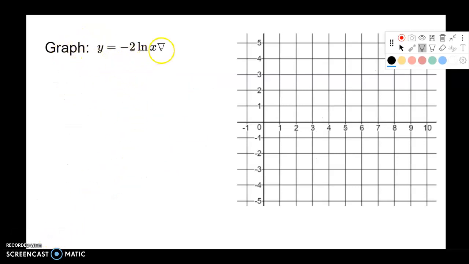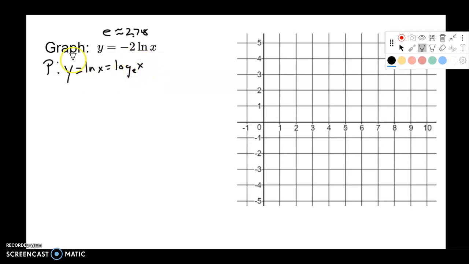We're going to try to graph y equals -2 ln x. All right, so let's start again. Same thing. We're going to talk about the parent graph. The parent graph is y equals ln x. Now remember, ln x is just a fancy way to say log with base e. Remember, e is that number that's approximately 2.718. It's the natural log.